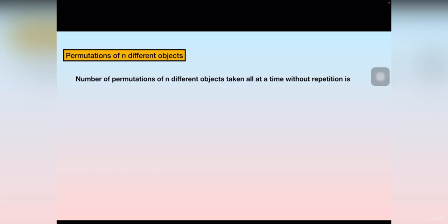Permutations of n different objects. The number of permutations of n different objects taken all at a time without repetition is nPn, which equals n factorial over n minus n factorial. So we have n factorial over 0 factorial, which equals n factorial.